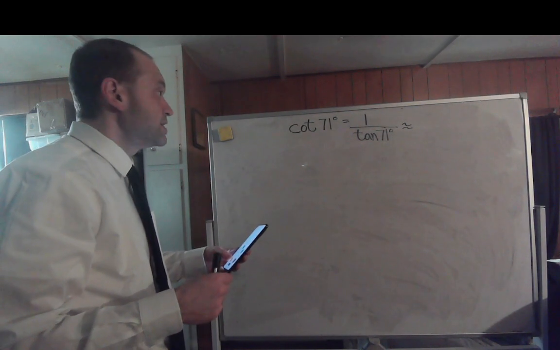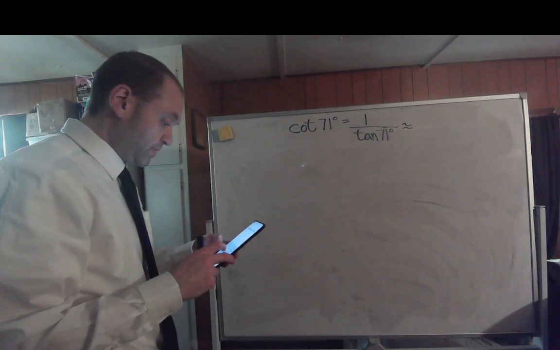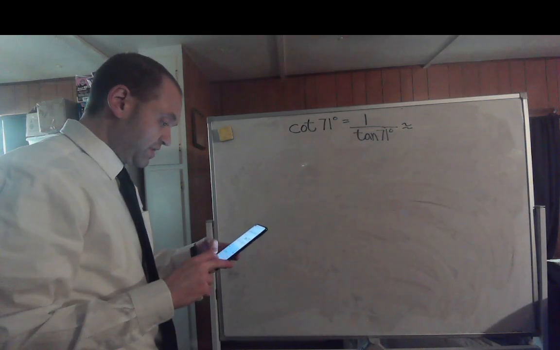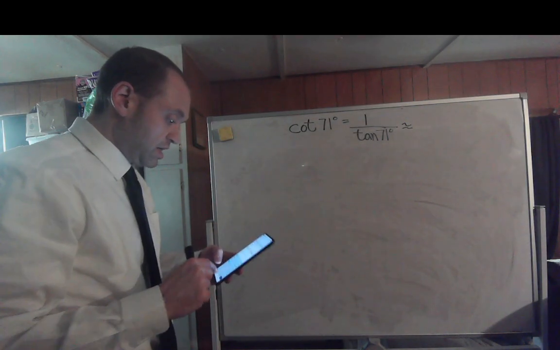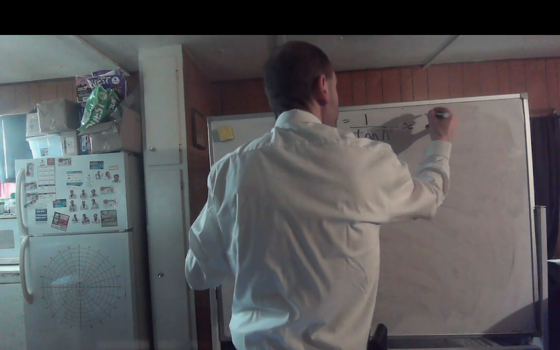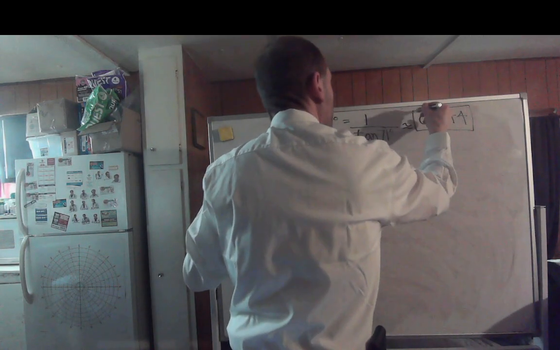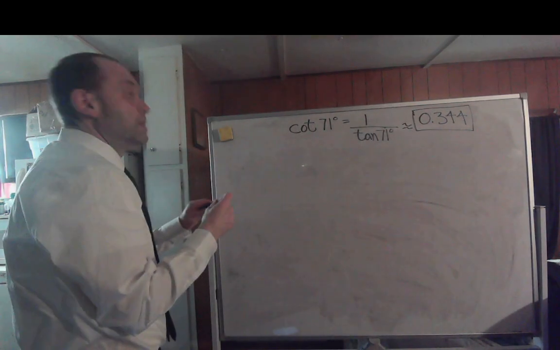So let's go ahead and do that real quick. So the tangent of 71, now let's take 1 and divide it by that answer. You get about 0.344. So the cotangent of 71 degrees is about 0.344.